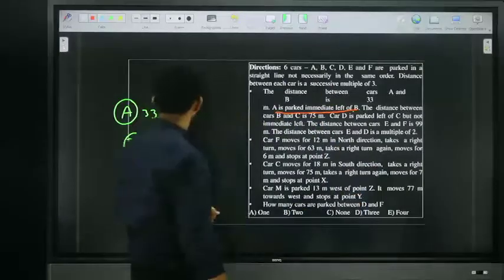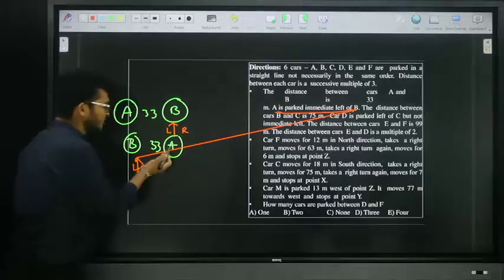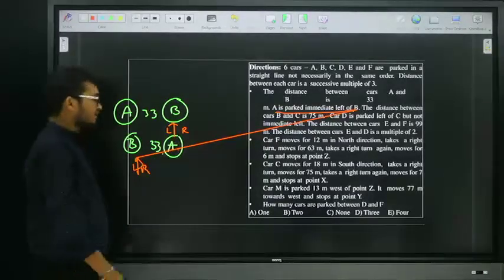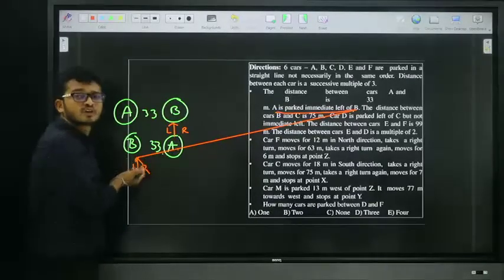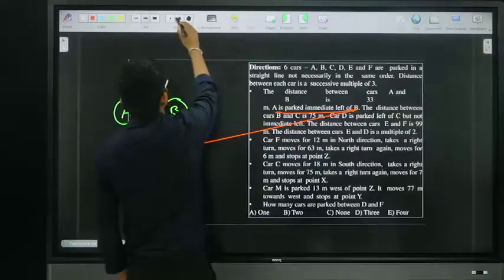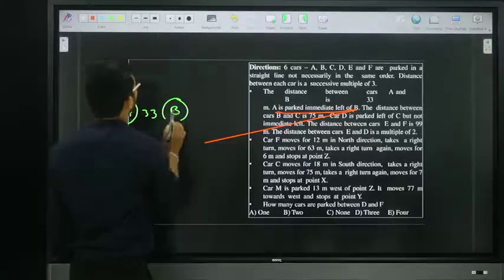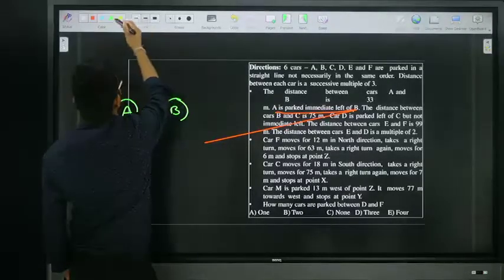Suppose if you take this possibility, B is facing north, which means A is on the right. Car A is right of B, but our requirement is immediate left. That means there is no chance for this down possibility. There is chance for only the up possibility.